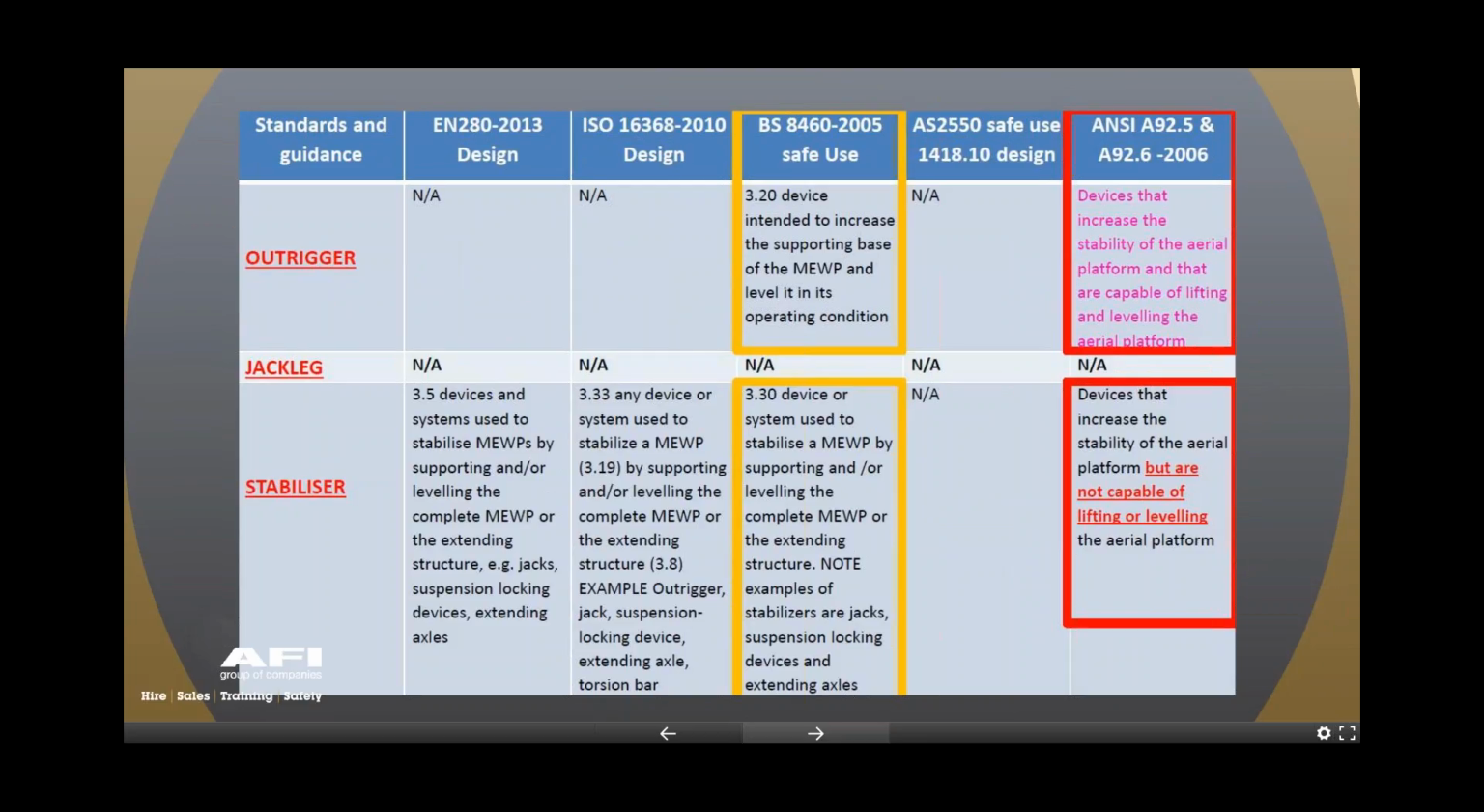So when we take our friends from North America who designed some fantastic equipment, their operators manuals are featuring this word outrigger all the time. Okay, and what we might be thinking of is a jackleg.